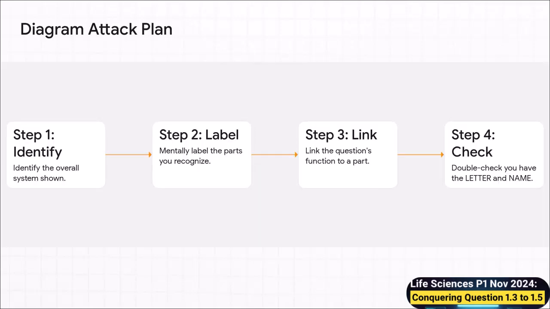Now, don't get overwhelmed by all the arrows and labels. Here's your attack plan for this. First, just identify the big picture. What system is it? Second, quickly in your head, label the parts you know for sure. Third, read the actual question, like which part stores sperm, and then hunt for the label that matches. And last, super important, write down both the letter and the name, then give it a quick double check.